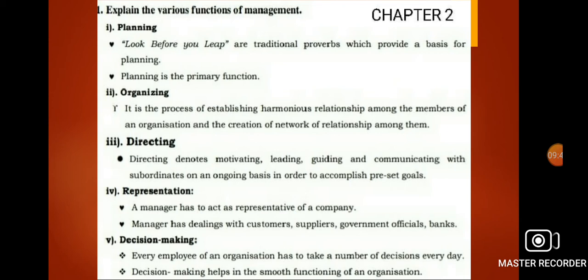The next one, organizing. Organizing is the process of establishing harmonious relationships among the members of an organization and the creation of a network of relationships among them. In organizing, work is assigned to employees who are given authority to carry out the work assigned and made accountable for it. Then next one, directing. Directing denotes motivating, leading, guiding, and communicating with subordinates.